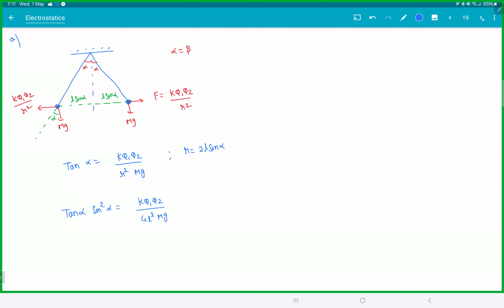But it depends on the mass. Can you tell me, suppose one has more mass and one has less mass, then which angle will be more? The one with the less mass. So if this guy is 2m and this guy is m, because that mass is more, now see, both will not be at the same height anymore. This is beta, this is alpha.